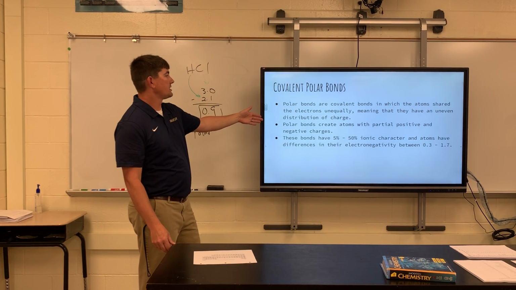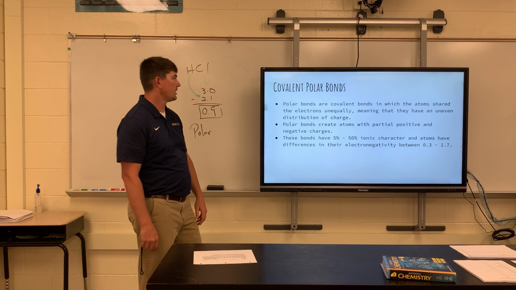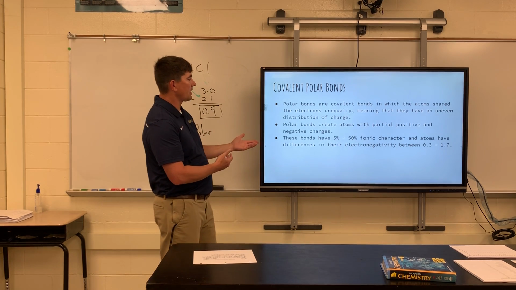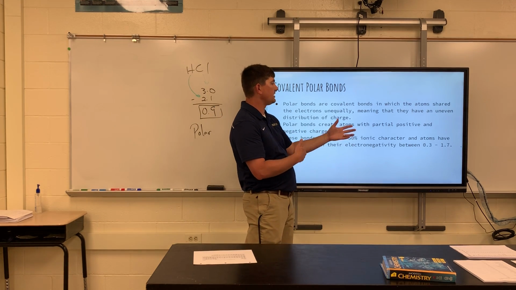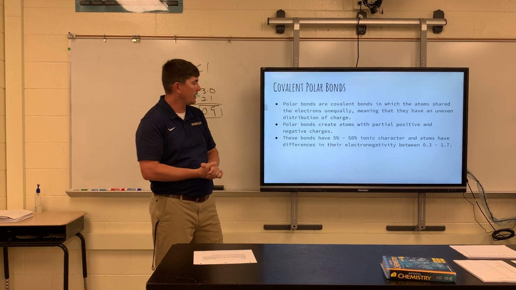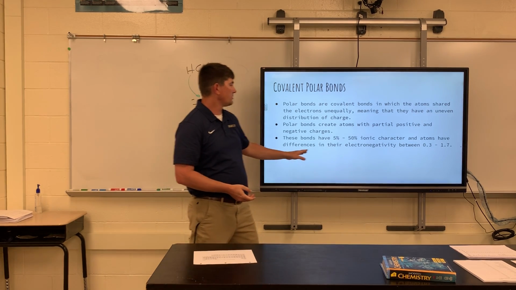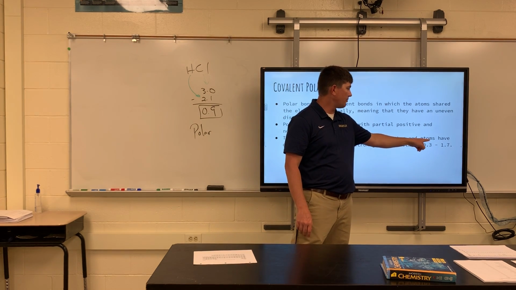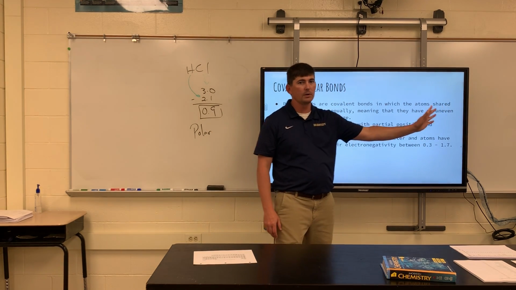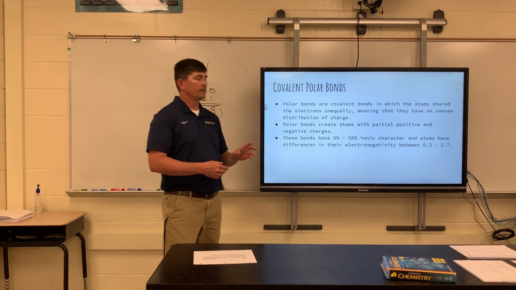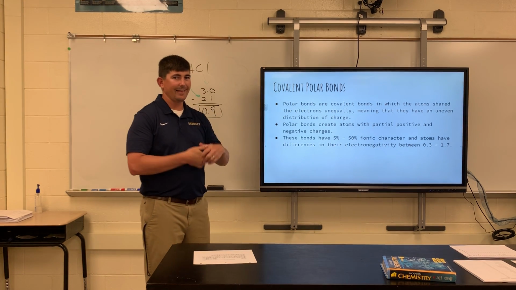Okay? Polar bonds tend to create atoms with partial positives and partial negatives, like we just said. And in terms of ionic character, they're anywhere from 5 to 50% ionic character. Less than 50%, we're saying it's covalent, right? And in terms of the difference in their electronegativities, anything from 0.3 all the way up to, but not including, 1.7, we would say is a covalent bond. Okay? All right. Excellent.